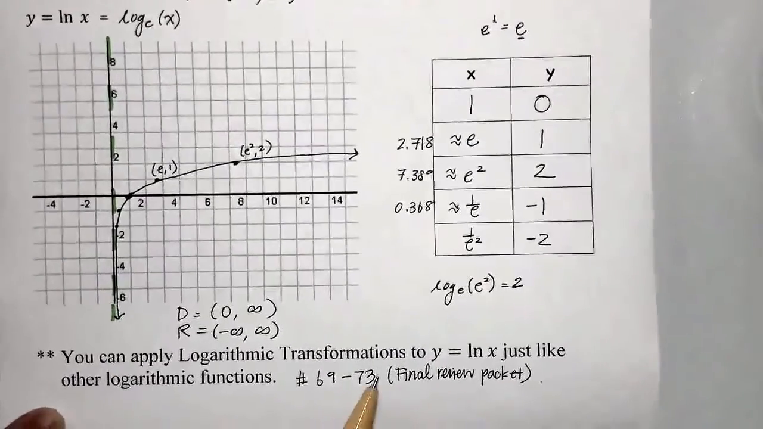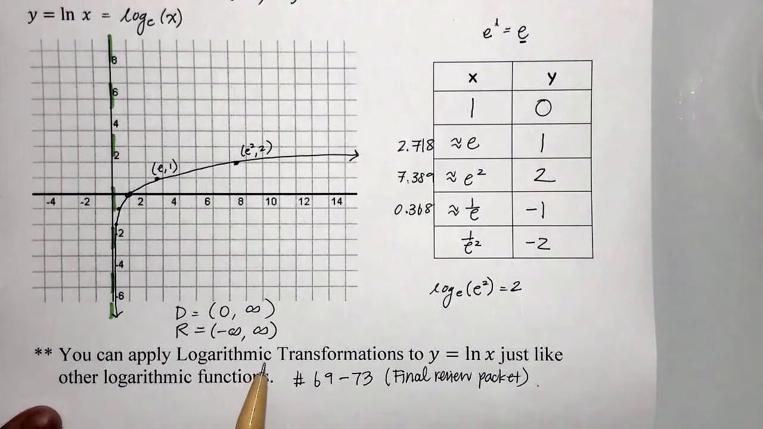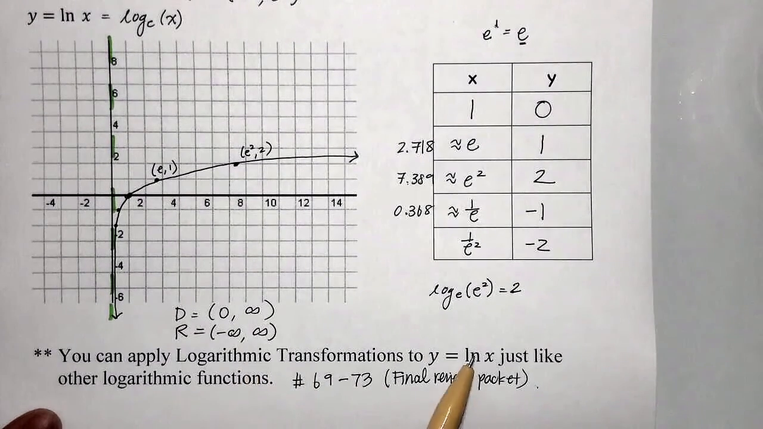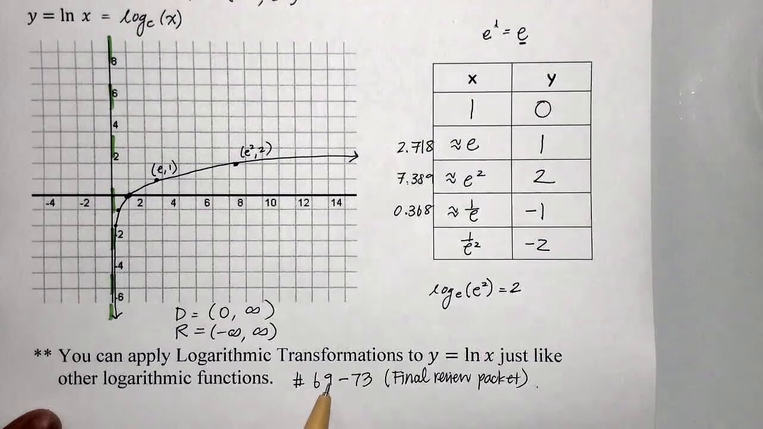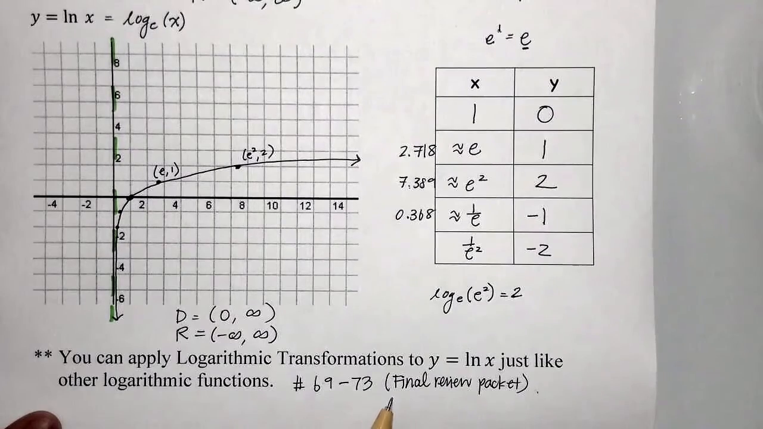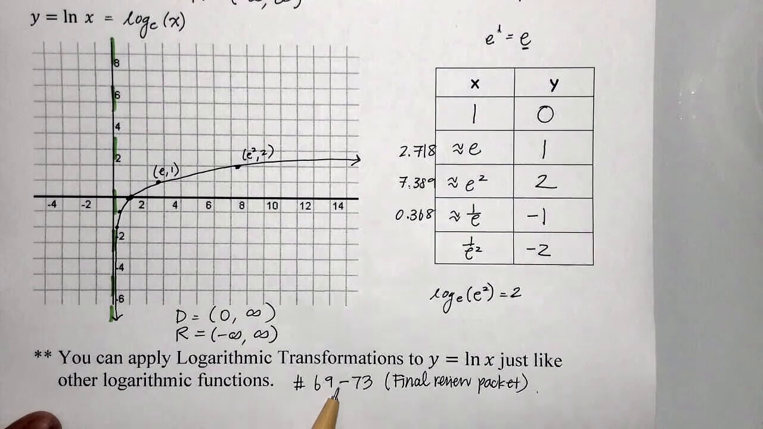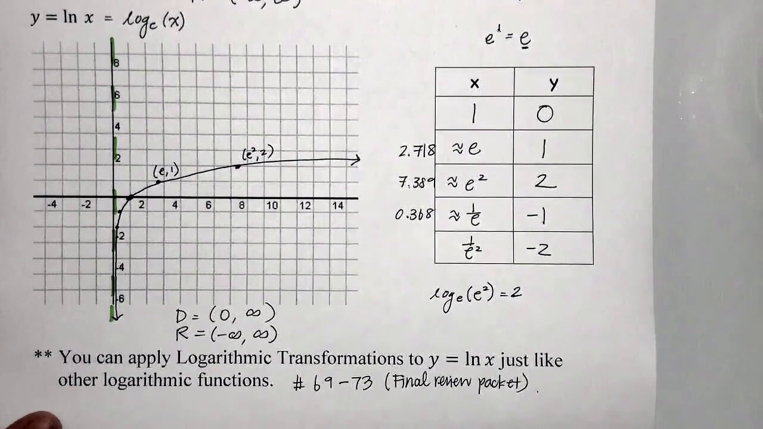And now the problems relevant to graphing logarithmic functions or natural log are 69 through 73 in your final review packet. So I highly suggest that you go to the final review packet and do these problems right now when this graphing is fresh in your mind. If you have any questions, then you can always ask me and I can definitely go over them during the Zoom sessions too. Okay? Good luck.